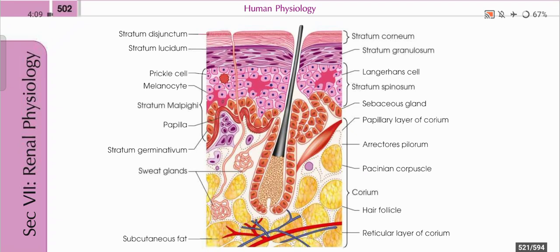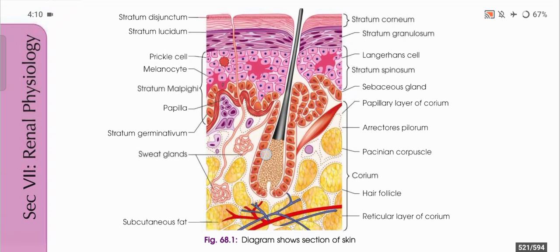Now the diagram. You can see the stratum corneum, stratum granulosum, stratum lucidum, stratum germinativum, all the cell layers, and also the prickle cells, melanocyte, papillae, sweat glands, subcutaneous fat, erector pilorum, hair follicle, and reticular layer. This type of structure you can see in the diagram.